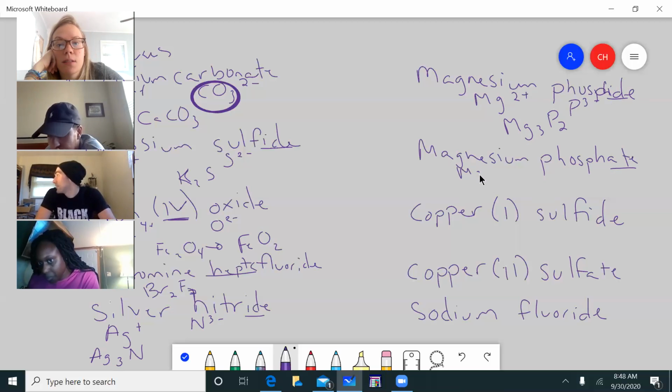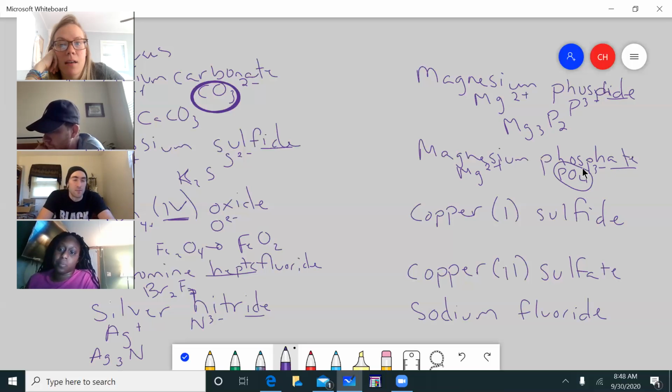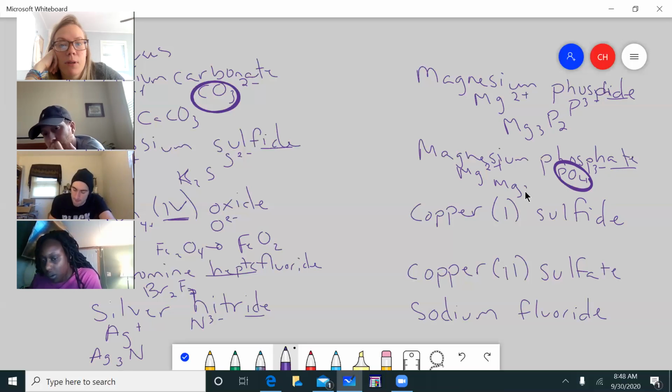So magnesium still going to be a 2+ charge. Phosphate, PO4 with a 3- charge. I'm going to sort of packet that. Flip-flop charges for subscripts. So magnesium, I need 3 magnesiums, and I will need 2 phosphates. So PO4, I'm going to put it in parentheses, and then the 2 is going to come around the outside. So Mg3(PO4)2.